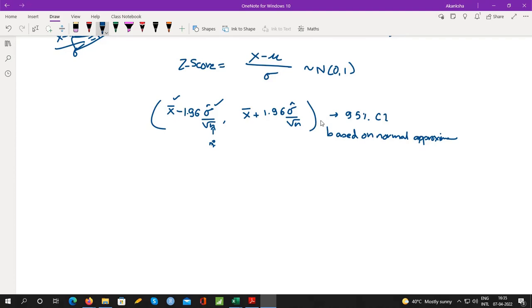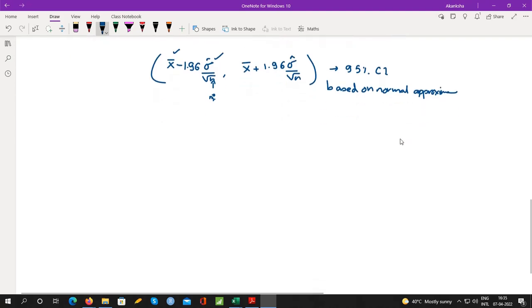So I said here normal approximation. Generally this formula is used if my sample size is greater than or equal to 30. If my sample size is less than 30, then people use what is known as t distribution, but we need not go into those details. Just remember that if your sample size is less than 30, then you may have to use t distribution, which is similar to normal distribution but not exactly the same.